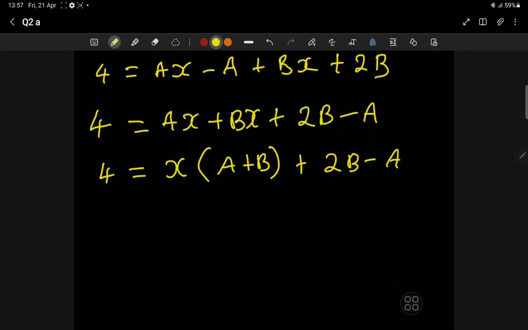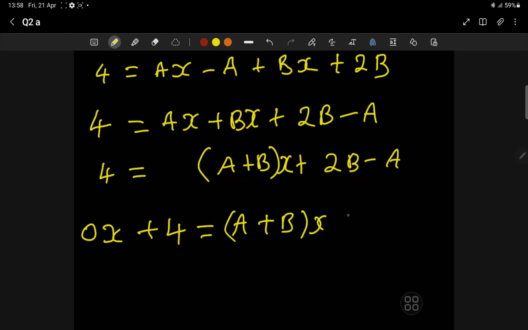We can think of this x here. So this is more of an expression. This 4 also has an x in the form of 0x plus 4. And this is equal to a plus b, x plus 2b minus a. So it has x, it's not changing anything, this is just 0. So we'll equate the coefficient of x with the 0 here, which is the coefficient for this x. And then we'll equate the 2b minus a, which is a constant, with the constant 4.